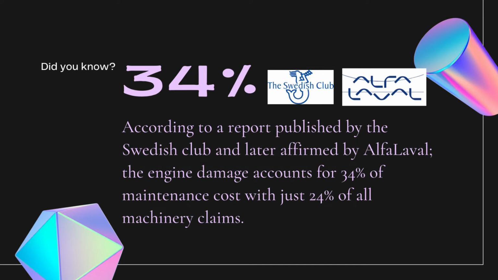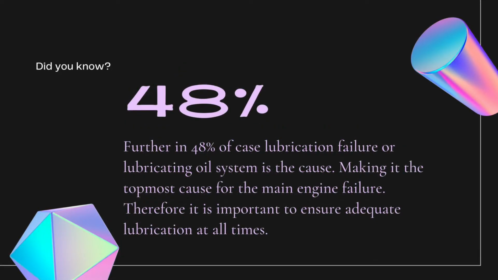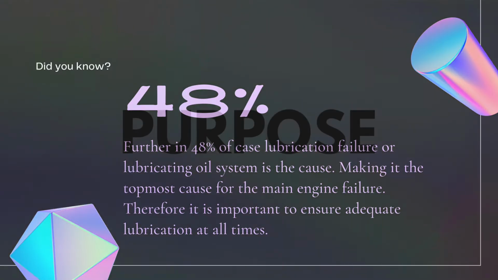Here are some trivia for our lubricating oil system. According to a report published by the Swedish Club and later affirmed by Alfa Laval, engine damage accounts for 34% of the maintenance costs, with just 24% of all the machinery claims. Further, in 48% of cases, lubrication failure or the lubricating oil system is the cause, making it the topmost cause for main engine failure. Therefore, it is important to ensure adequate lubrication at all times.